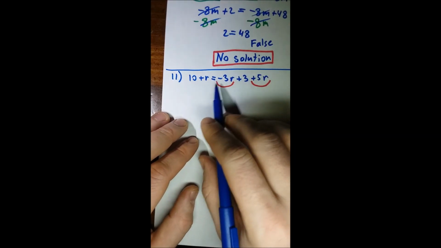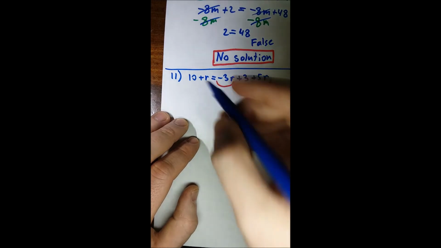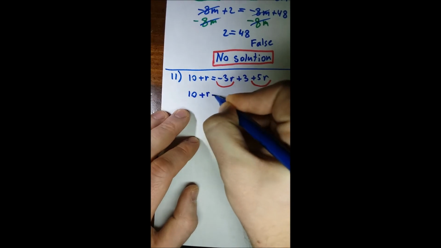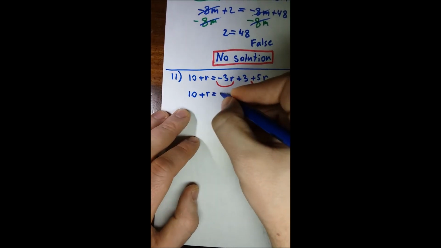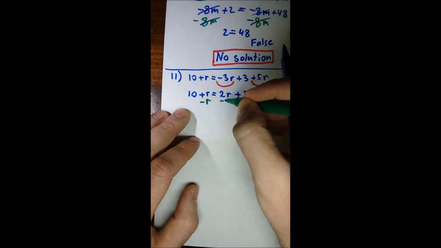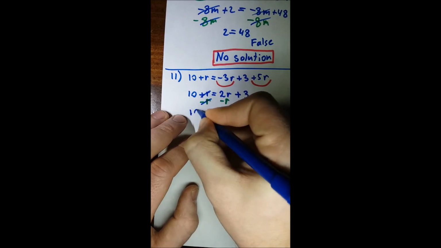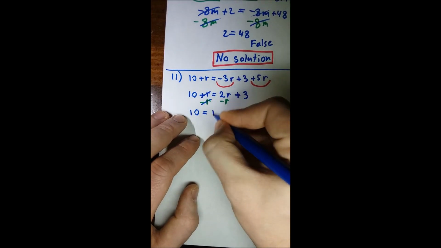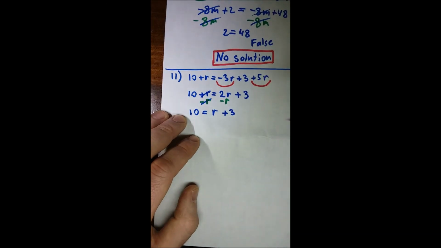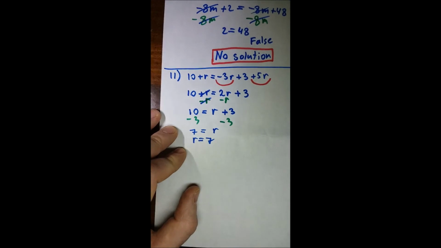Number 11. Combining like terms. On the right, that's the two we combine. Notice I include the sign in front of each number. So here's what we get. 10 plus r equals -3 plus 5 is 2r plus 3. Now we need to move the r's to one side. I'd say move the smaller one, subtract r's, 1r from each side. So we get 10 equals 2r minus r is just r plus 3. Then subtract 3 from both sides. You get 7 equals r, or r equals 7. Final answer.